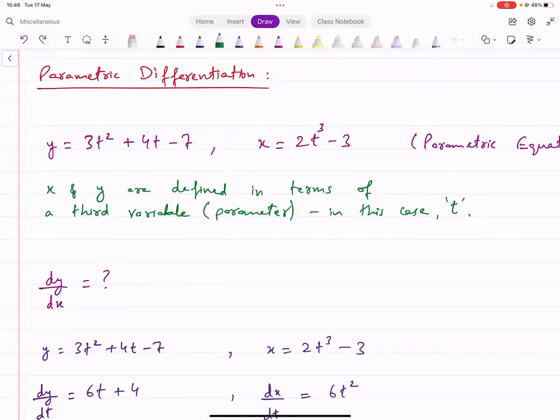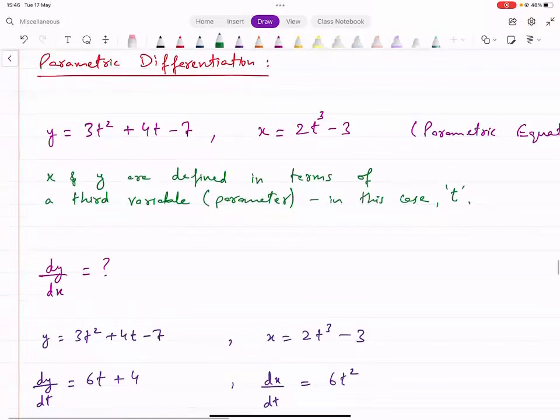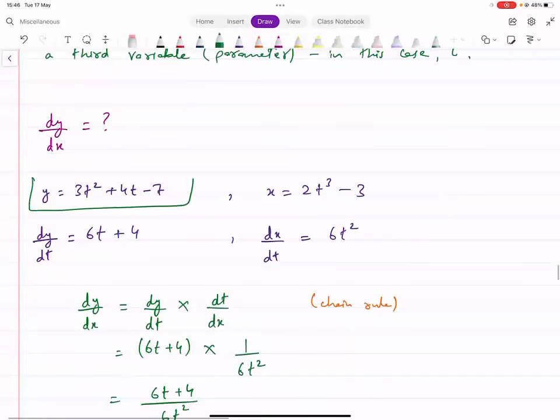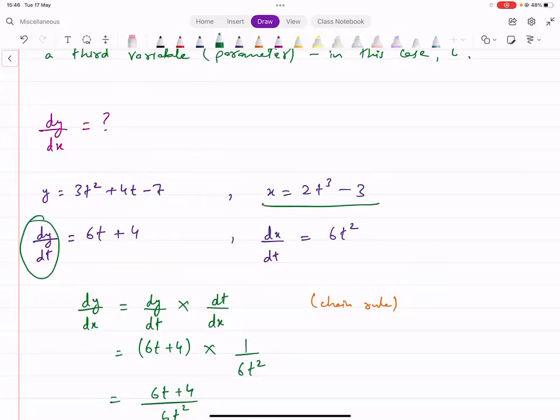Okay, how do you differentiate functions like this? So basically, what we want is we want to find dy by dx from this. Now it's pretty straightforward. All you have to do is differentiate these two functions separately. So first function kya hai? It's y equals 3t square plus 4t minus 7. What you can do is find dy by dt from this. Similarly, the second function is x equals 2t cubed minus 3. You can find dx over dt from this.